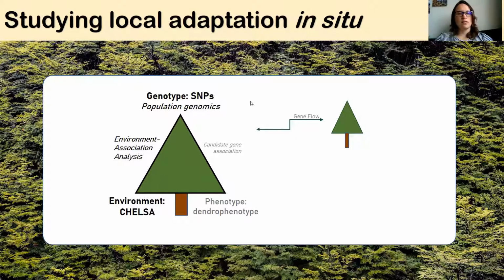The three things that you mostly have going into local adaptation are genotype, environment, and the phenotype. For genotype information, I use SNP data. I use this to look at the population genomics. For environment, I use the CHELSA dataset, which is very similar to WorldClim. And then I use these two pieces of information and I will do environmental association analysis. I've just started doing this, so I don't have any results yet, but I will share some results from the other two parts of the study.